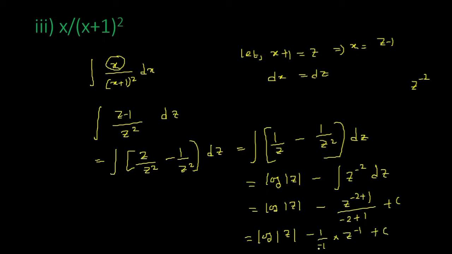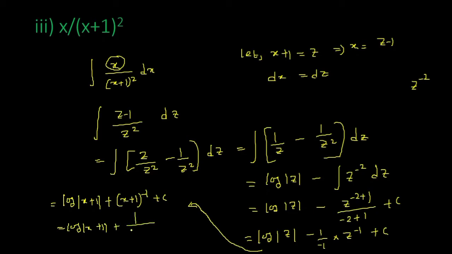Now we have to put the value of z here. The value of z is x plus 1. So that will become log mod x plus 1 minus x plus 1 whole to the power minus 1 plus c. So that will become log mod x plus 1 plus 1 by x plus 1 plus c. This is how we can solve this. This is a way of solving the integration by using the method of substitution.